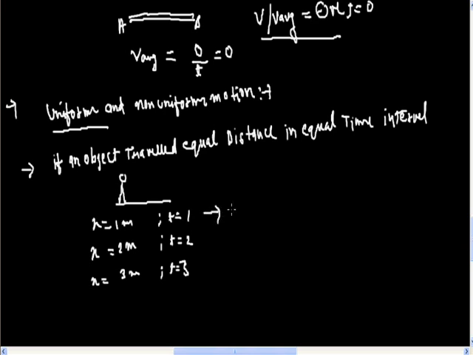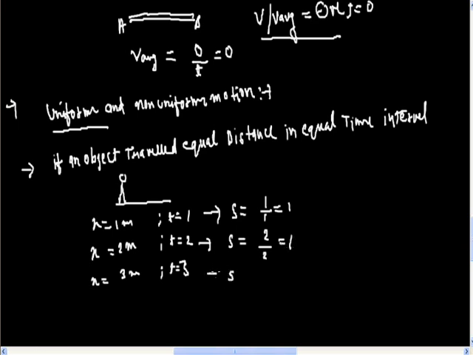From this we can predict the speed. Speed is distance upon time. In the first case, distance is 1, time is 1, so the speed is 1. In the second case, the distance traveled is 2 meters and the time taken is 2 seconds. Then again the speed is 1.